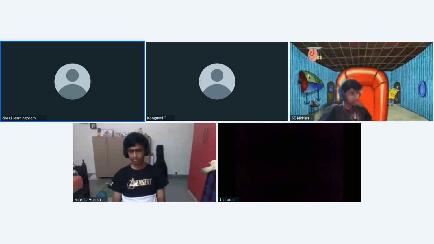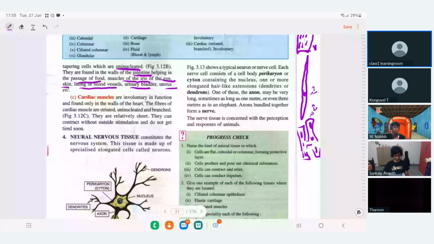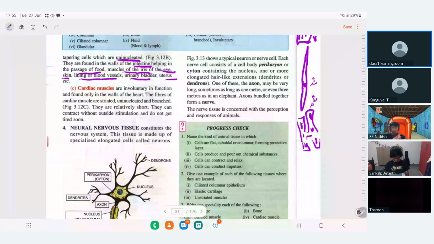And then, shall we go to the cardiac muscle? Cardiac muscle. Involuntary in function. Present on walls of the heart.